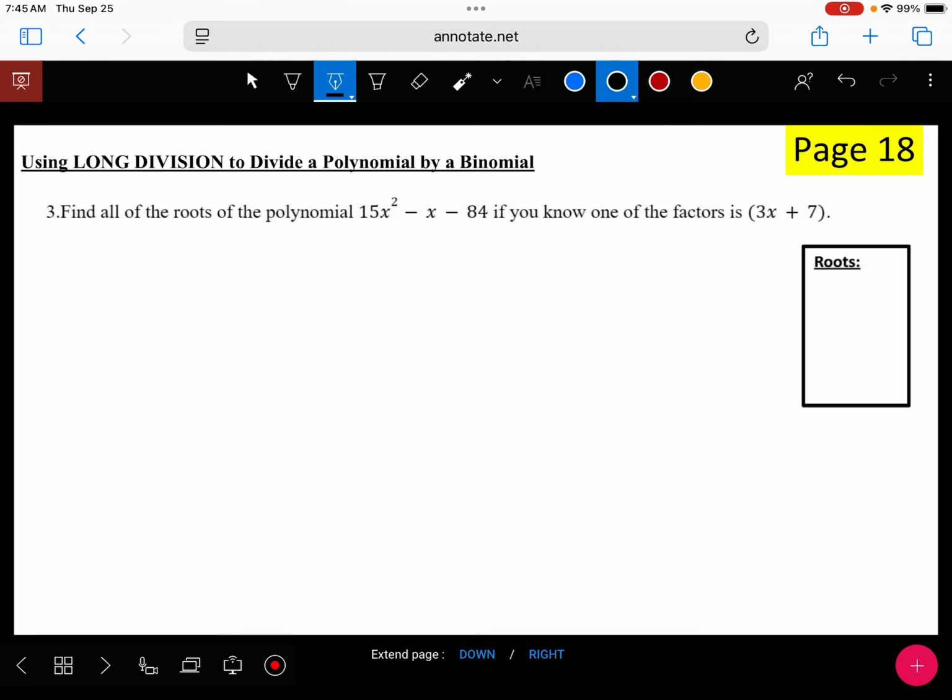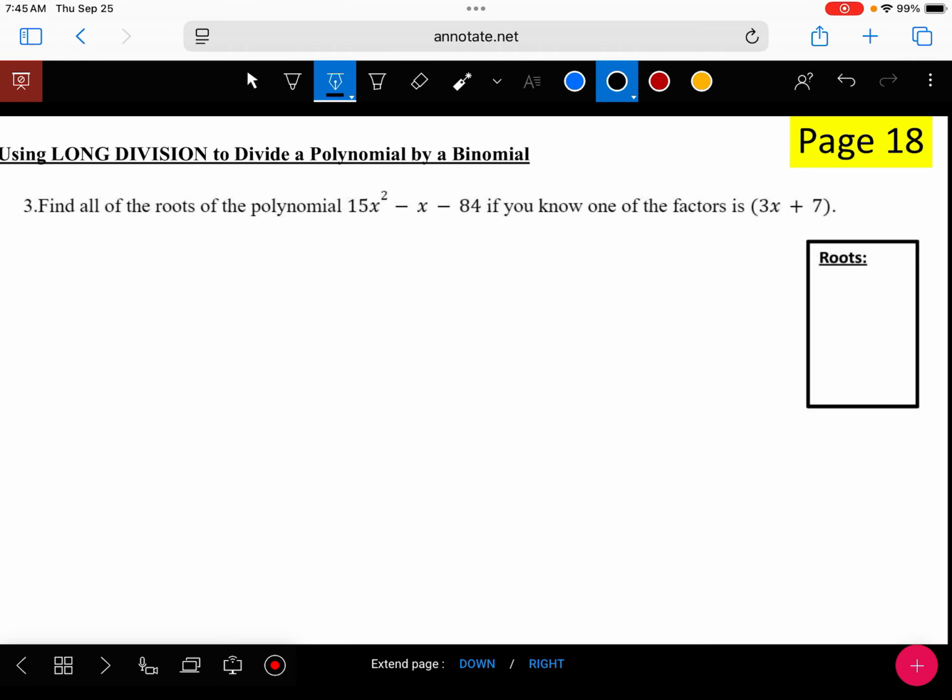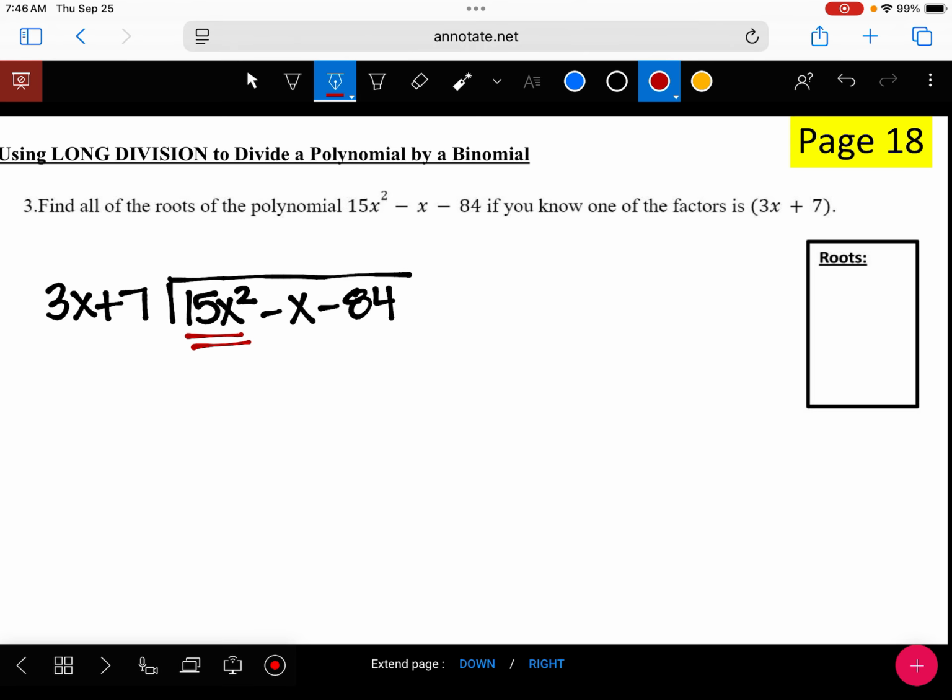Go ahead and set it up. So I have the 3x plus 7 on the outside. I'm dividing that into 15x squared minus x minus 84. So you always start off by dividing your first terms. So this is what's first and this is what's first. So I'm going to take 15x squared and divide that by 3x. So 15 divided by 3 is 5. And x squared divided by x is x. That's what goes on the roof.